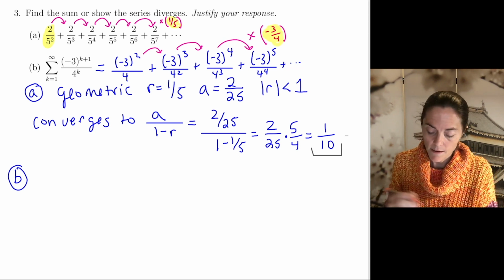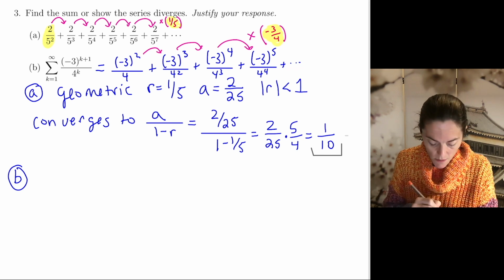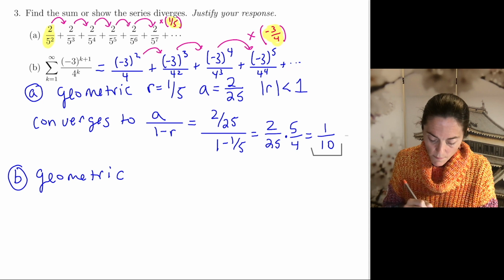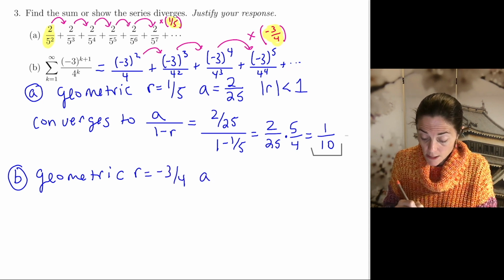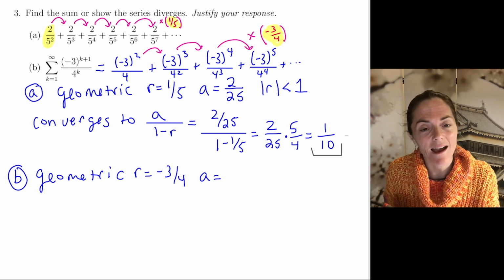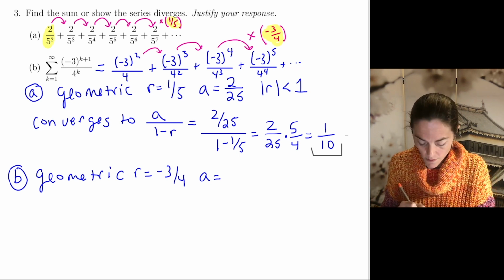We see here is my r. So b is also geometric. My r is minus 3 over 4. And my initial term, well, I have it written down. It's just 9 over 4.